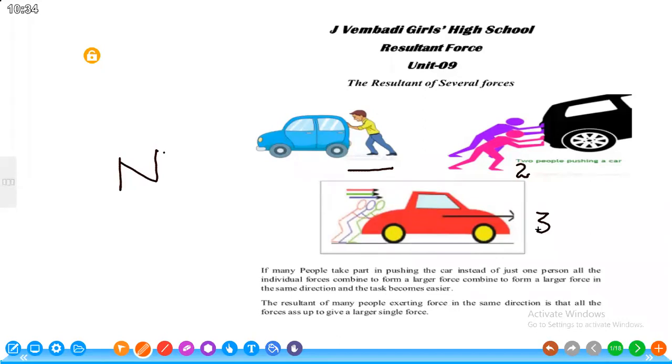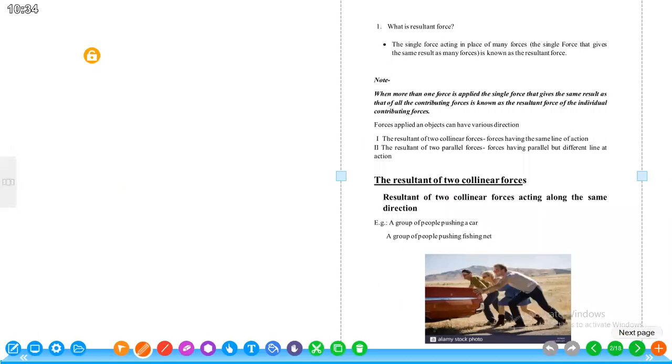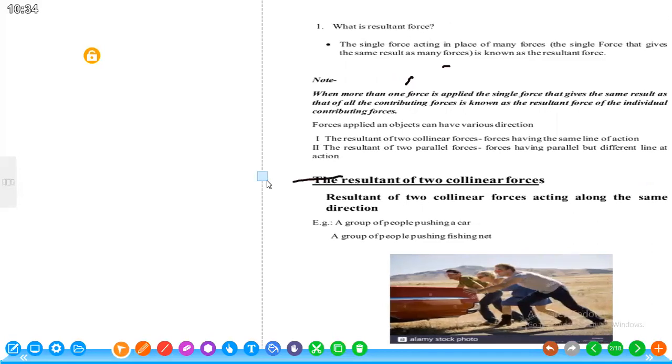So what does this show? It shows the concept of resultant force. So, what is resultant force? In the figures, the first figure shows one person pushing the car, the second figure shows two persons pushing the car, and the third figure shows three persons pushing the car. So, a single force acts in the place of many forces. The single force that gives the same result as many forces is known as the resultant force.